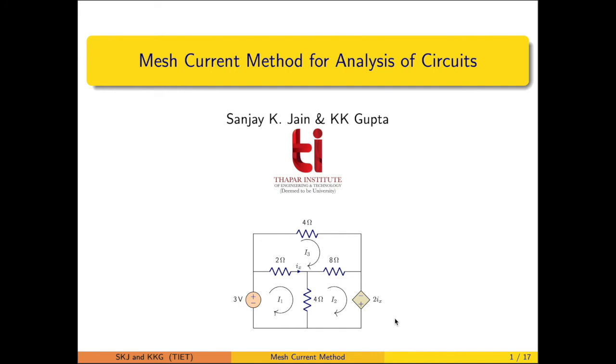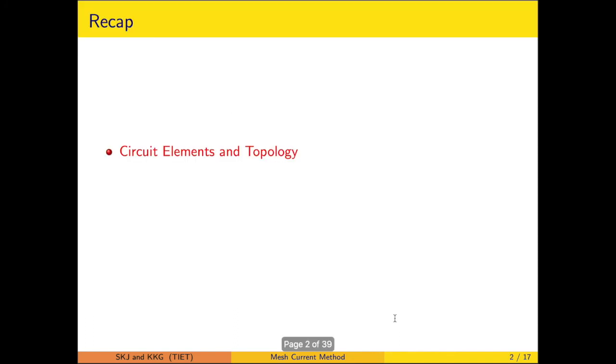Method for analysis of circuits is being discussed. Previously, we have gone through the circuit elements and the topology, where we discussed the concept of branch, node, and the loop. We have gone through the network laws, namely KCL, KVL, and Ohm's law. We have also discussed the nodal method of analysis, where the node voltages are taken as a variable instead of the branch current or branch voltages.